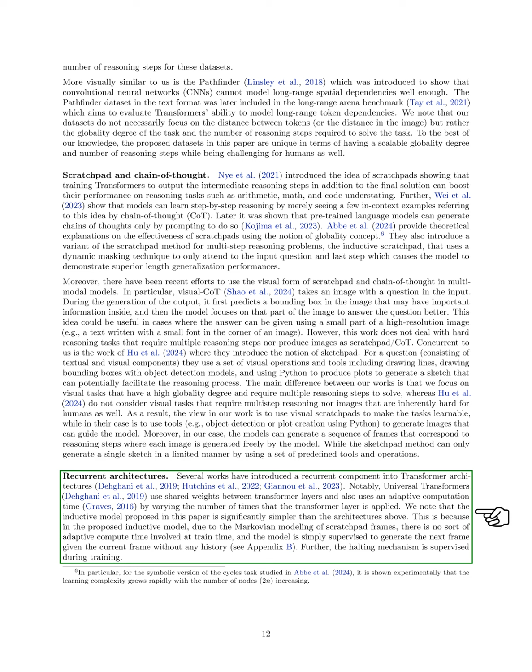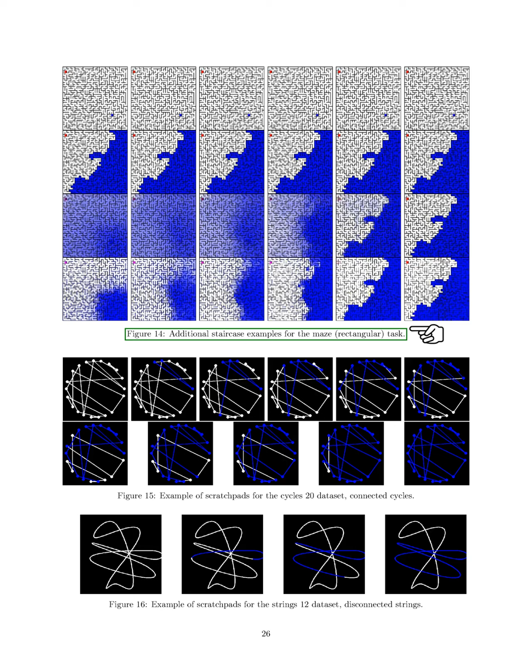This simplicity arises from the Markovian nature of our Scratchpad frames, which means there is no adaptive computation time during training. Instead, the model is trained to generate the next frame based solely on the current frame, without considering any previous history. Additionally, the halting mechanism is supervised during training.